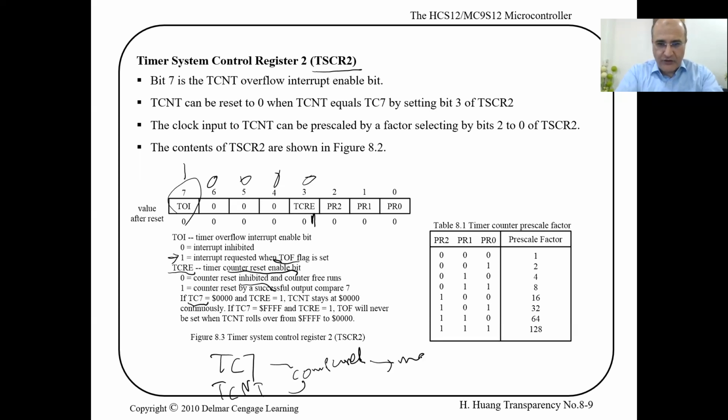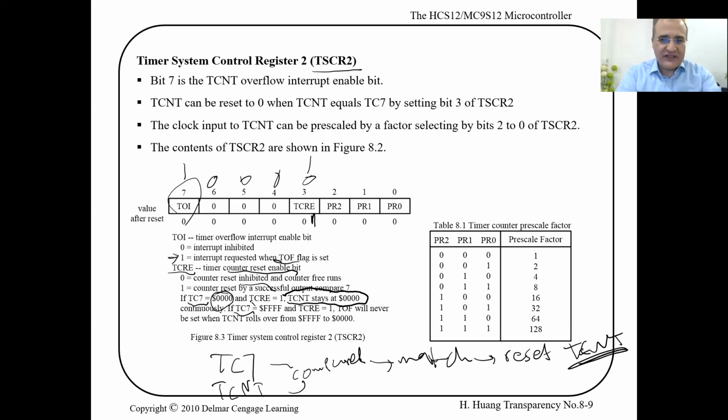If they match, reset Tcnt. Clear? So if you write 0 in TC7, and this bit is enabled, 1, then what is the value of your Tcnt all the time? Tcnt is 0. And it matches TC7, so it will reset. It will not count. It will go back to 0. It tries to count, it resets. So the Tcnt will get stuck at 0 forever.